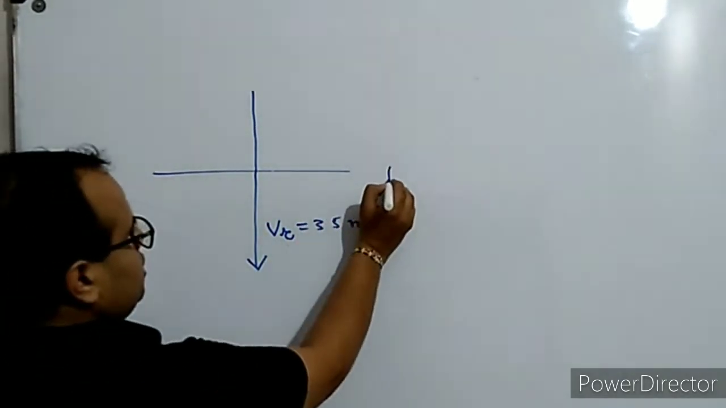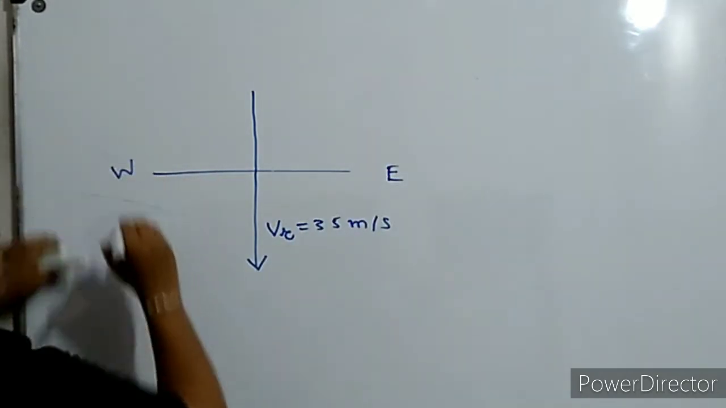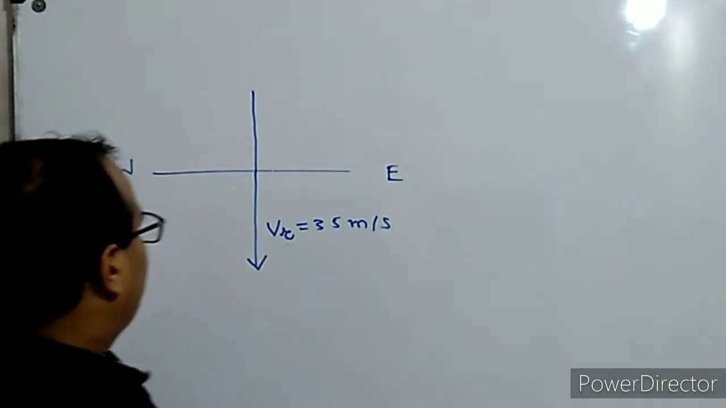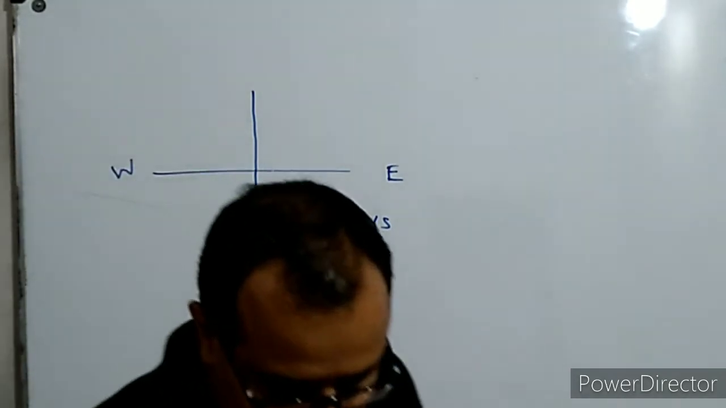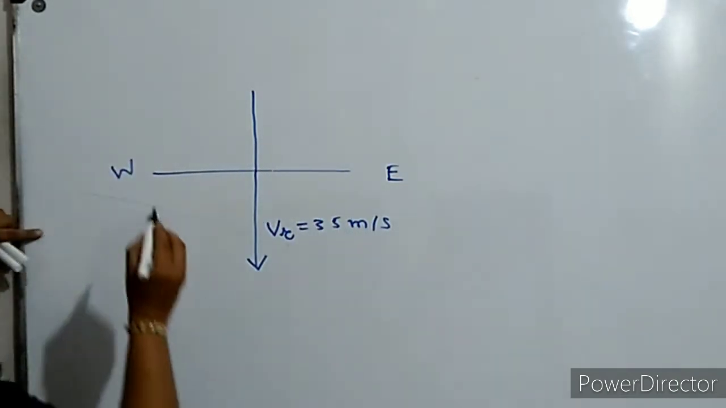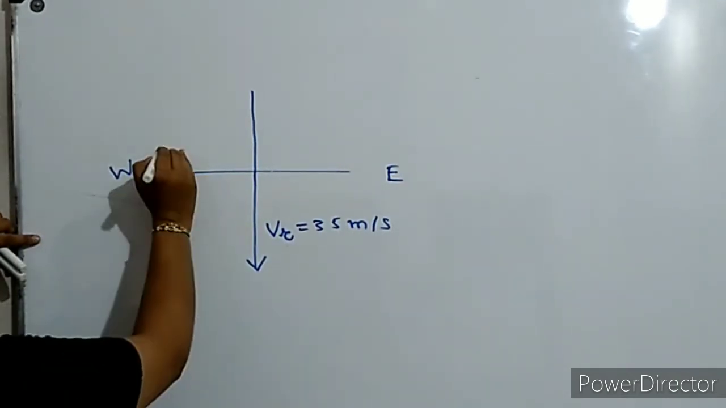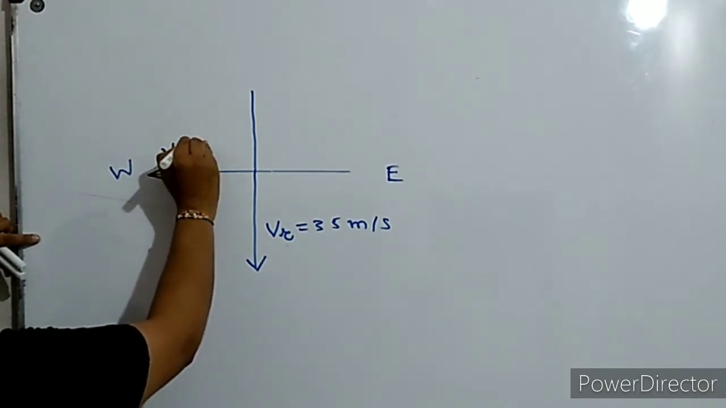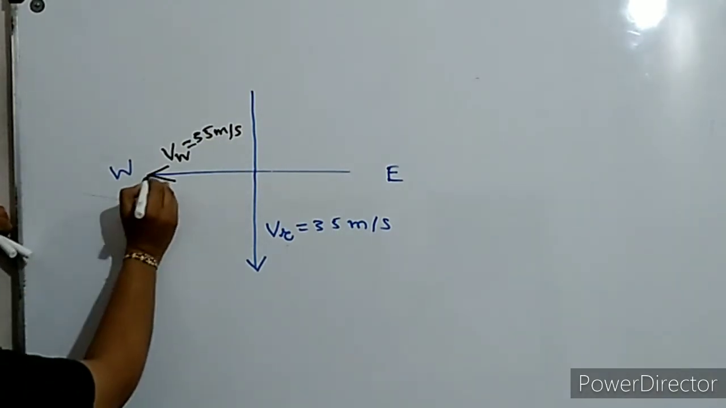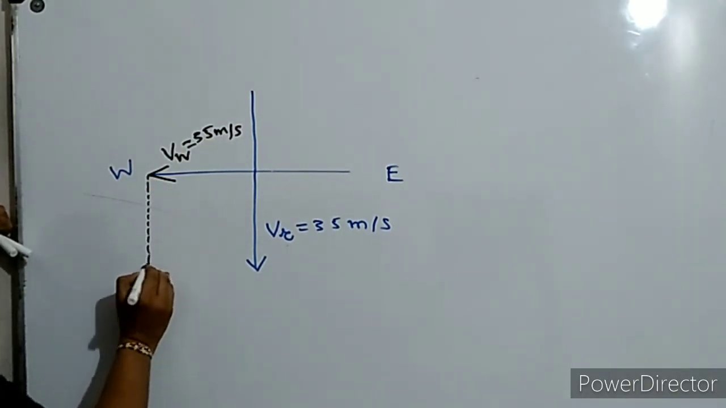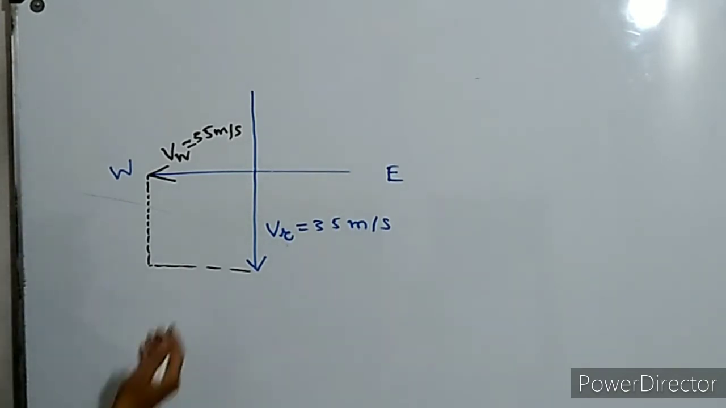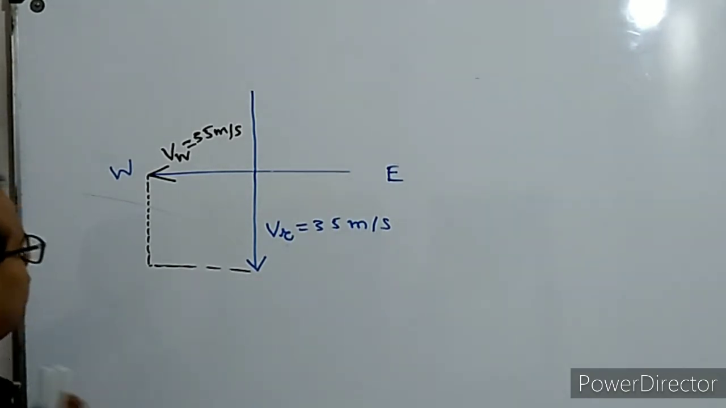Let this be east, this be west, according to the directions in the map which we use. And it is blowing with the speed of, what is the speed, 35 meter per second. So here we have 35, this is the velocity of the wind. Now what we can do is complete this parallelogram, you can say. It looks more like a rectangle.